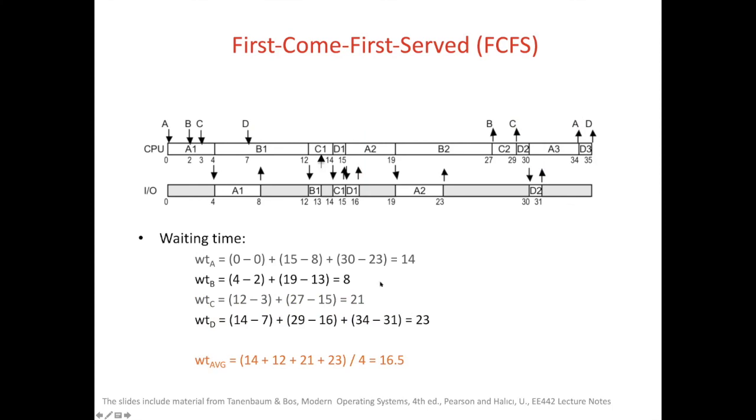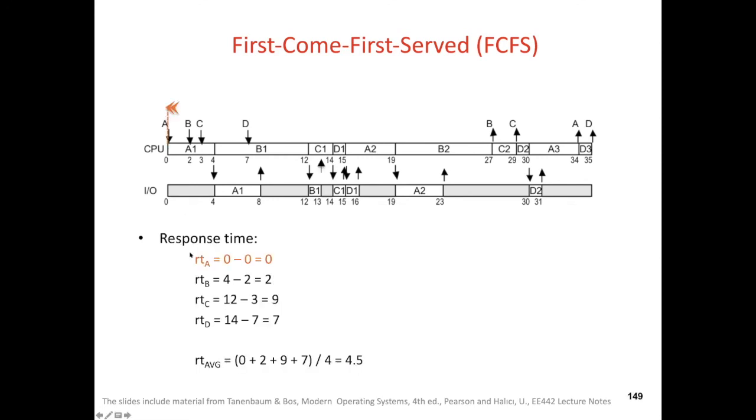The average waiting time is the average of the waiting times given here, which is equal to 16.5. Notice that the average waiting time is less than the average turnaround time because waiting time considers only the time spent in the ready queue, while turnaround times consider all the time spent either in the ready queue or while they are executing or while they are doing I/O operation.